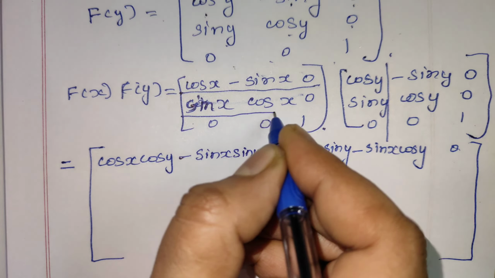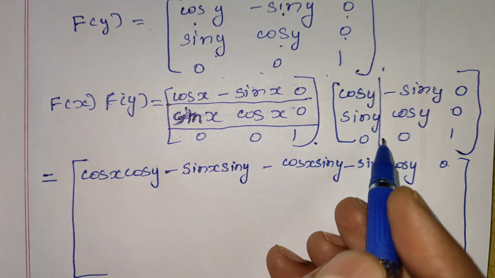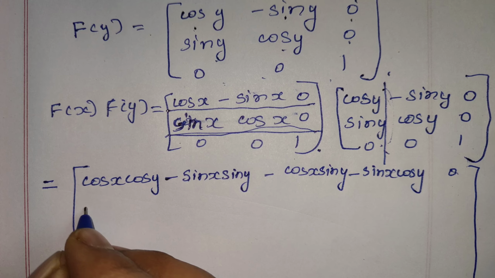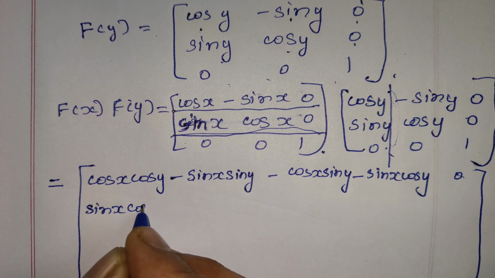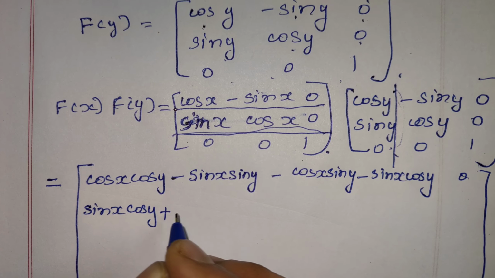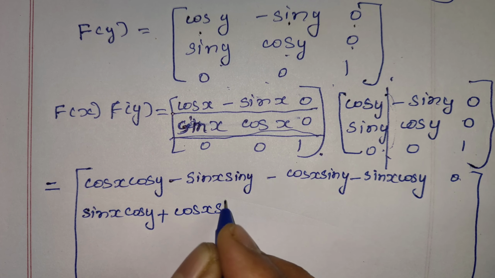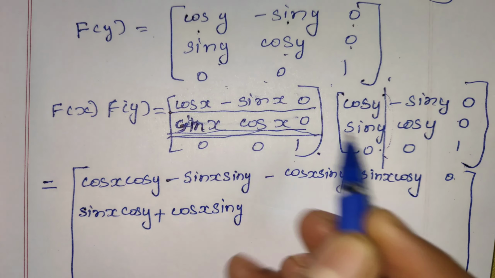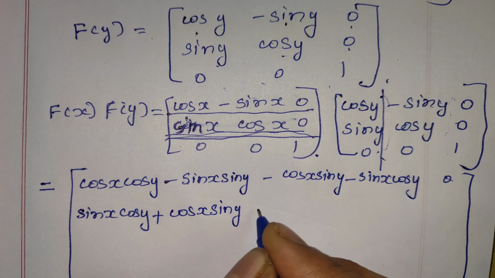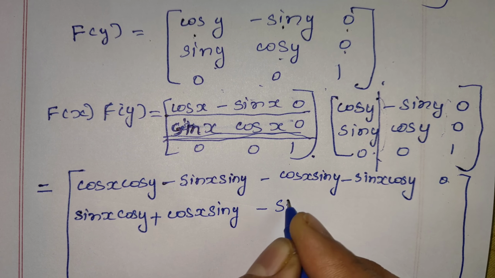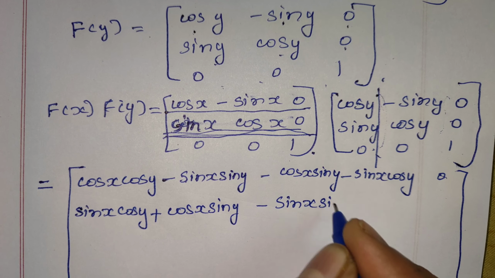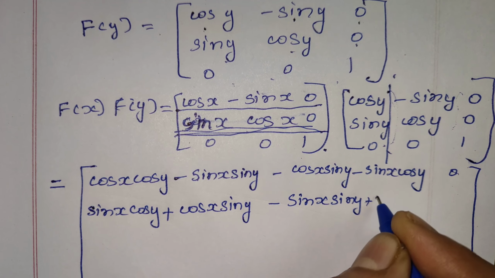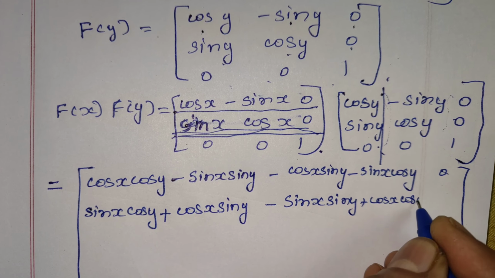Then we move to the second row. Second row, first column: sin x cos y plus cos x sin y. Then second row, second column: minus sin x sin y, then cos x cos y, plus cos x cos y.